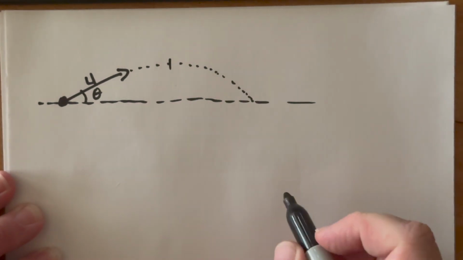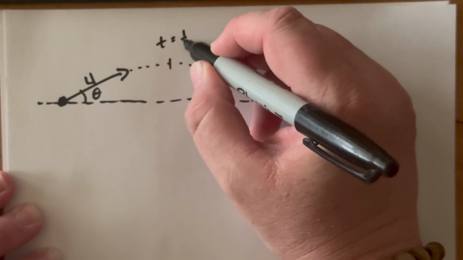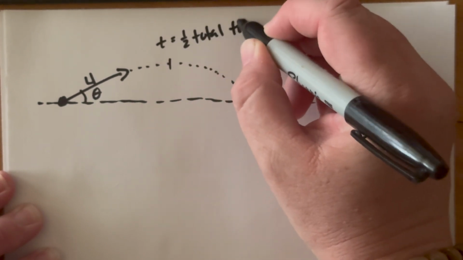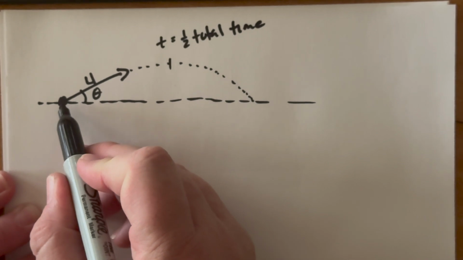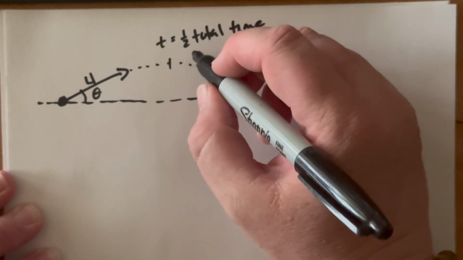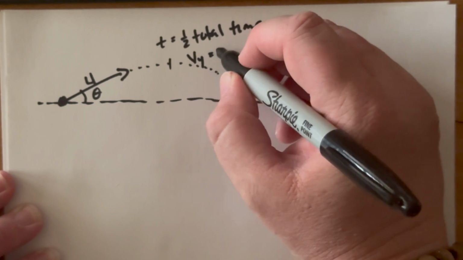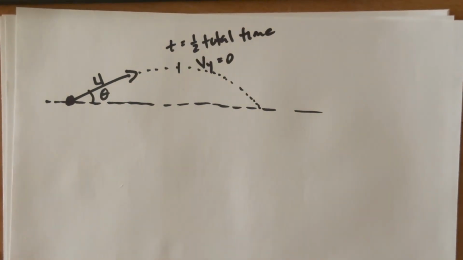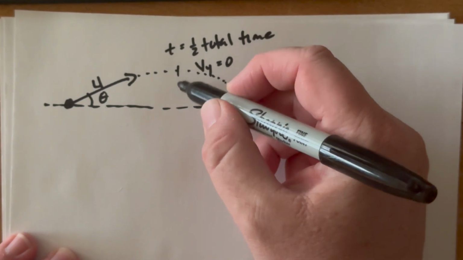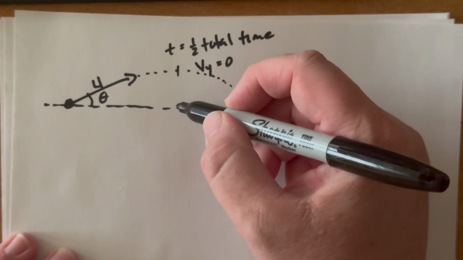First of all, we know at the top that our time is equal to half of the total time if it is taking off and landing at the same height. We also know at the top that our velocity in the y direction is going to be 0. Still the same idea as when we throw a ball up in the air and catch it. So if a ball goes up and down and we catch it at the same height, it goes up for half the time and comes down for the other half of the time.